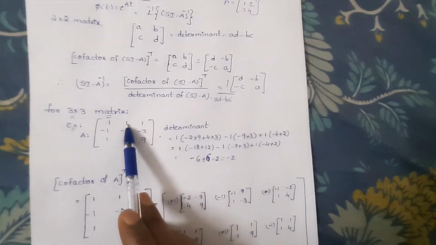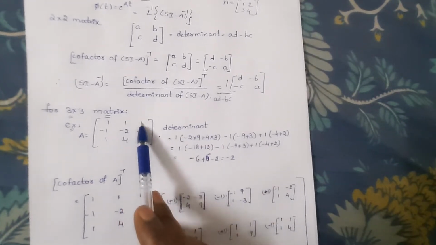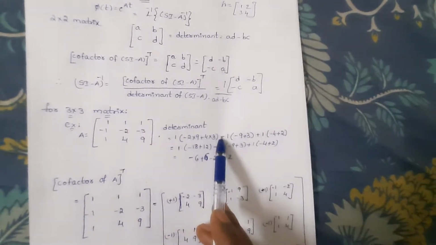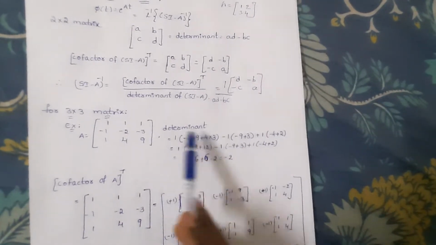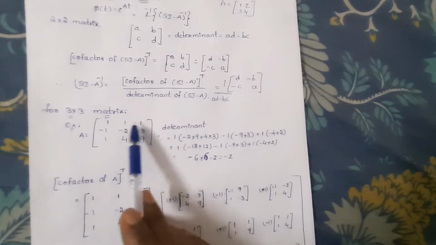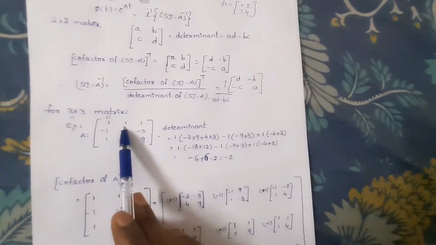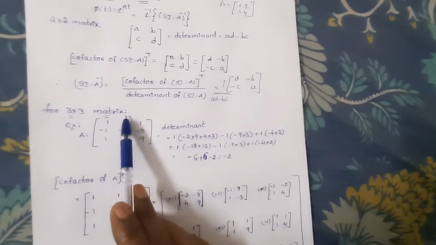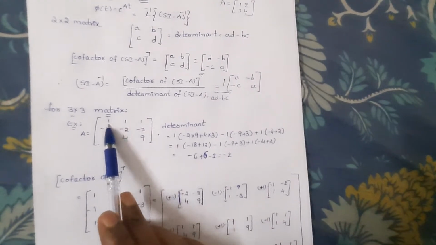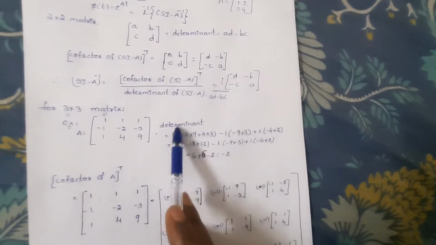Next, minus 1. Whatever the value is here, you just write that value here. Here all my values are 1, that's why I wrote 1. Suppose if it is 2, then you should write minus 2. Plus, minus, plus. Whatever the value is here, you write that for the determinant.